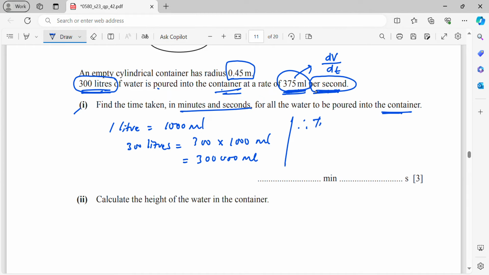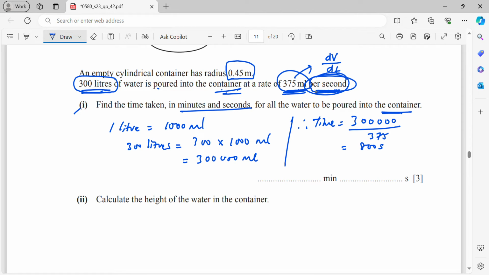Therefore, the time equals 300,000 over 375. This is going to be 800 over 800. Okay, I would say it's 800. Then now I need to get, let me check. Okay, 300,000. Yeah, this is 800 seconds because here it is mentioned per second.